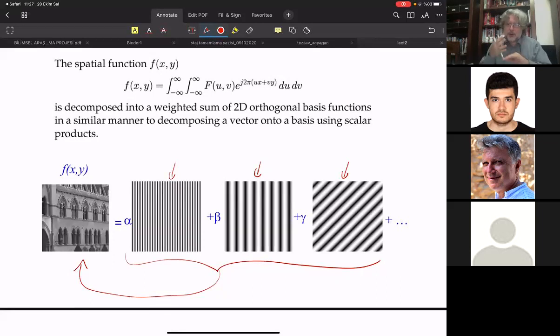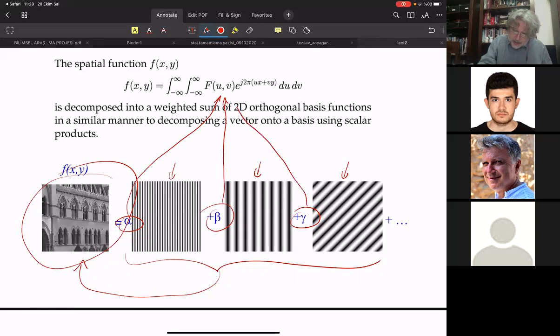magically, when I add them up with the correct scales, of course, it will give me an image which is not a wave. Can you imagine that? Or can you believe that it's a combination of waves, 2-dimensional waves? Look at that image. But it does correspond to a combination of 2-dimensional waves. And these alpha, beta, gamma, all these coefficients are actually the Fourier transform values.